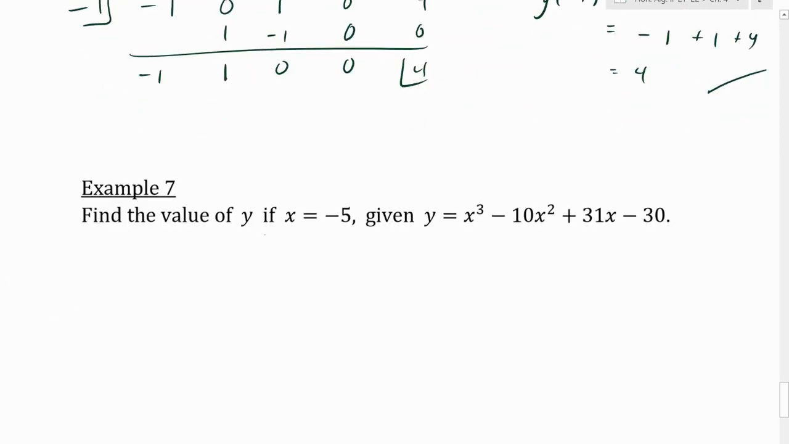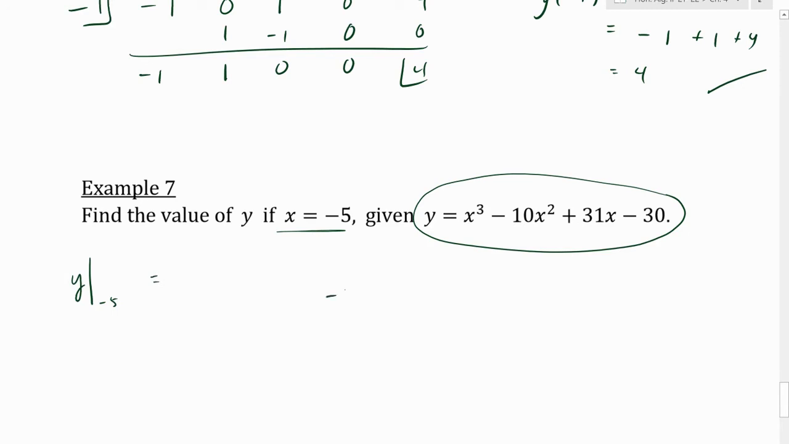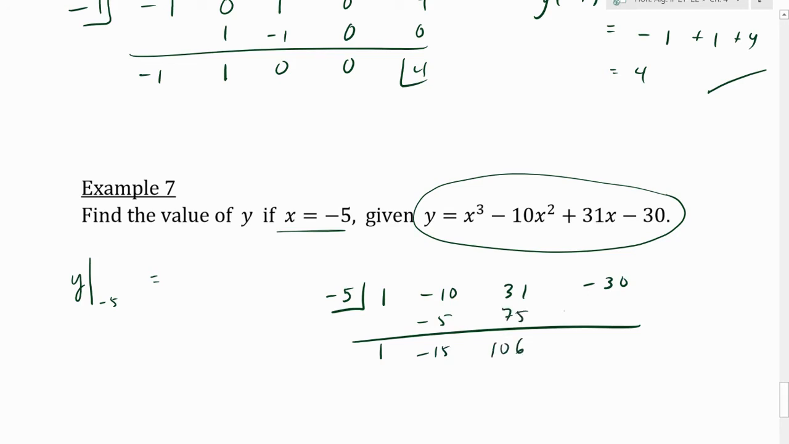So this is find the value of y. So we've got some polynomial function. It's just they're not calling it f of x or g of x. They're calling it y, and evaluate that if x is -5. So I'm hunting for what's the y value, and I plug in a -5. But again, just do synthetic division. That's what, 75, 106, -530.